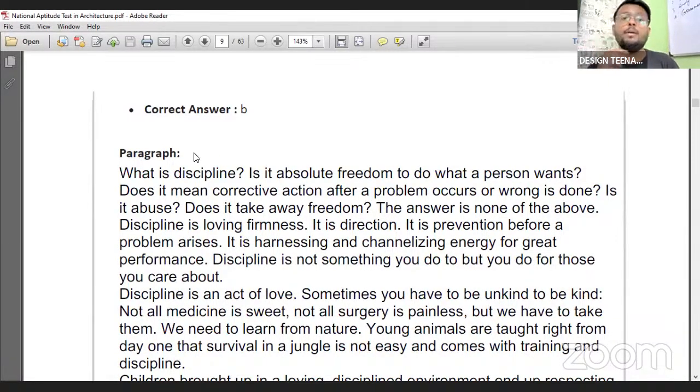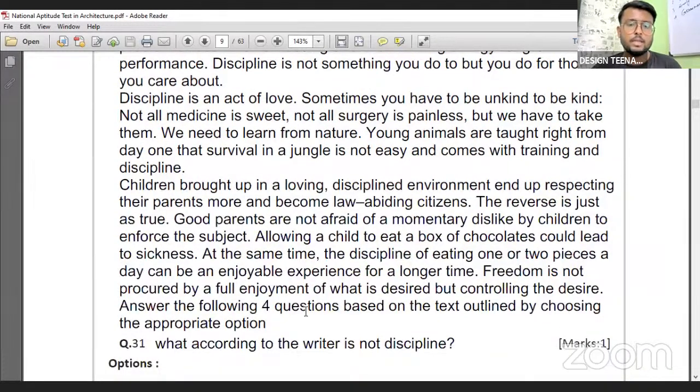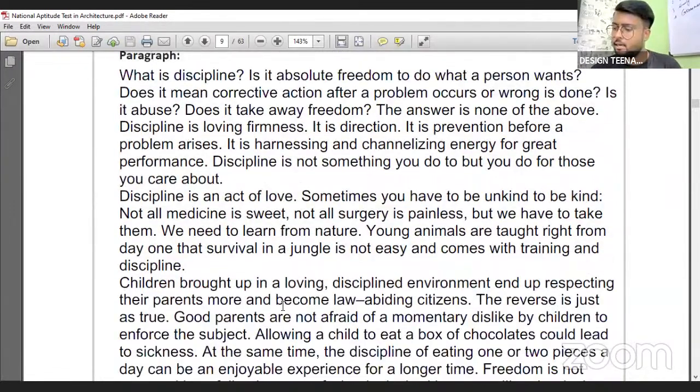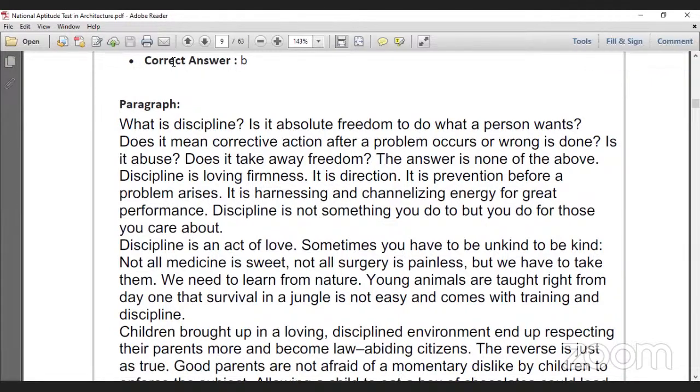So can anyone tell me, are there paragraph type questions in this year's paper? Some of you have already answered. These type of paragraph questions were there or not? They are there. Last year, the question was also there in this year's paper. Just give me a second, I'm sorry for the interruption. Quickly go through this and just give me a second.